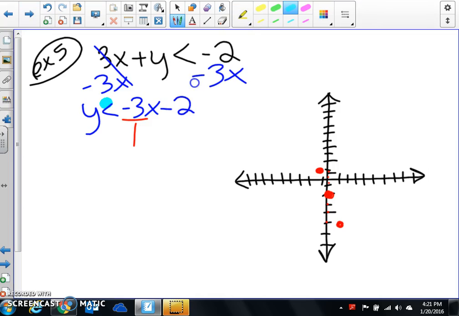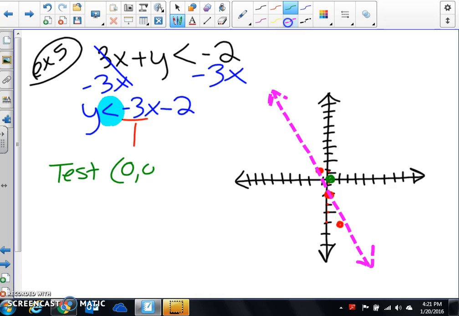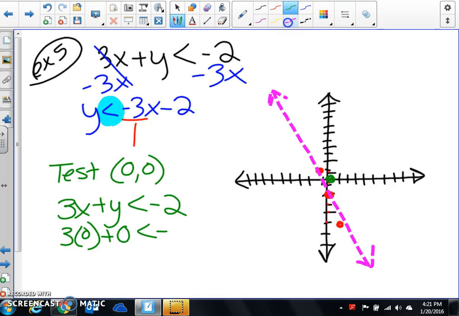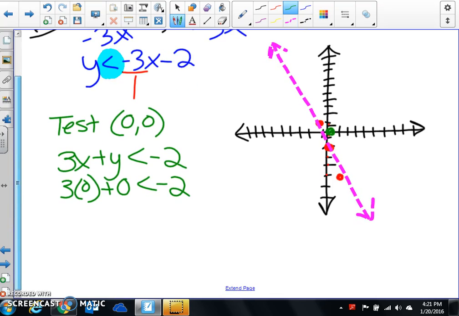Now I look at the inequality. It does not have the equal sign under there, so it's going to be a dashed line, right? And now I need to take my test point, 0, 0. So I'm going to test 0, 0. I start with my original and now I plug in. So 3 times 0 plus 0. 3 times 0 is 0. 0 plus 0 is 0.